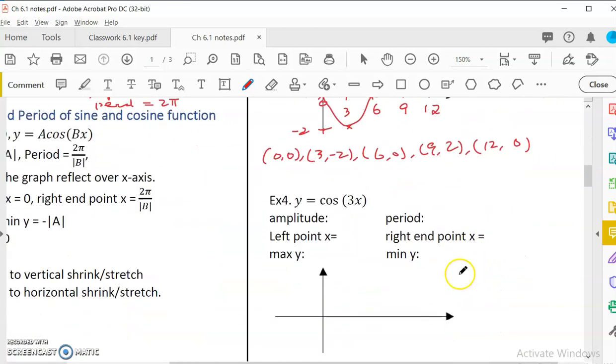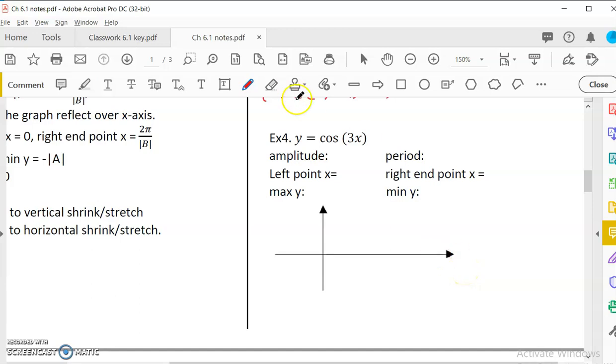Do I have time to graph one more? Let's graph this. So it's cosine 3x. So A, oh, there's no A. That means A is 1. B is 3. Okay. So amplitude is 1. Period is 2 pi over 3. Okay. That's just 2 pi over 3. We don't have to do anything.